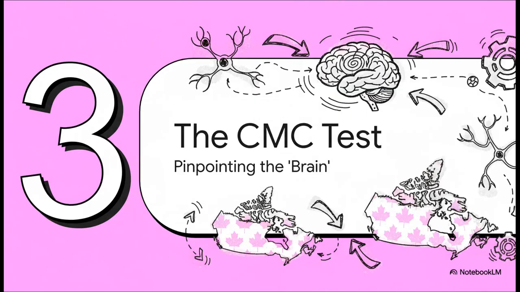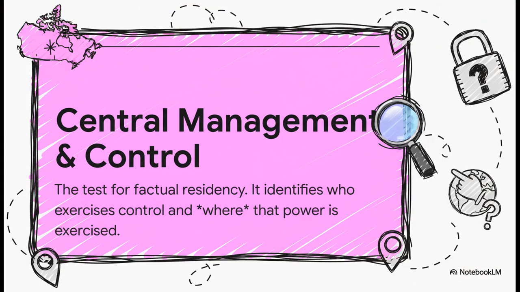So that brings us to our third section. Let's break down exactly what this central management and control test, or CMC test, is all about. A good way to think about it is that we're trying to find the brain of the trust, its real nerve center. At its core, the CMC test really just asks two main questions. First, who has the real ultimate power to make decisions for the trust? And second, this is the crucial part, where is that person or group of people when they're exercising that power? The answer to that second question, the where, is what determines the trust's tax residency.